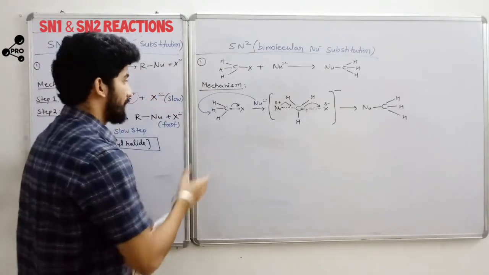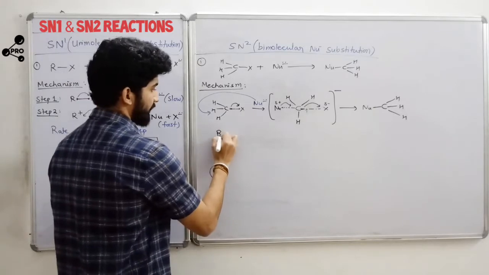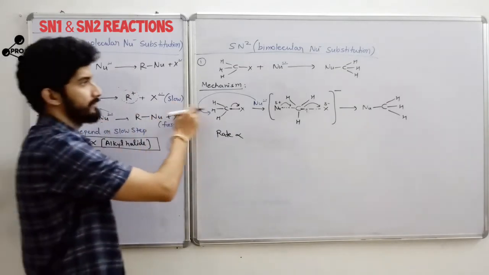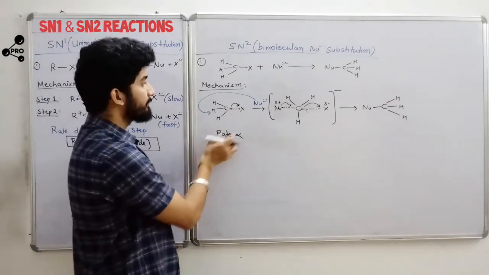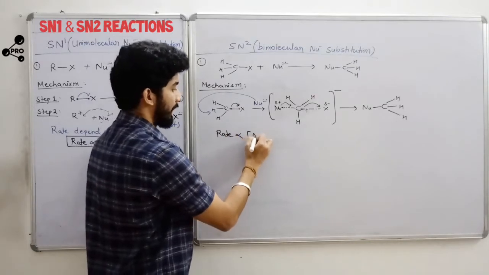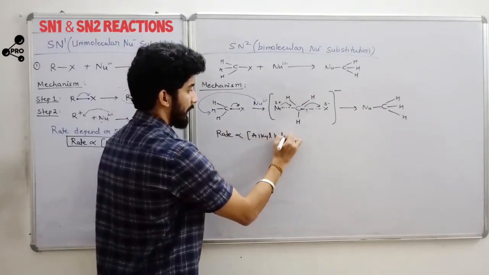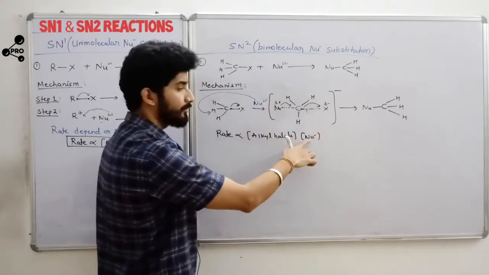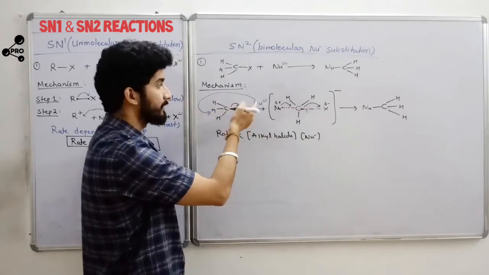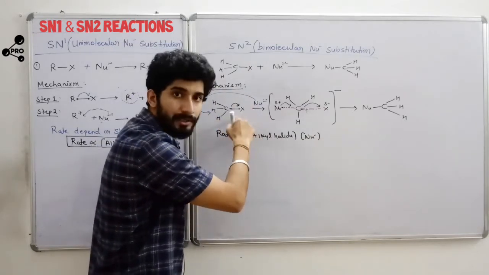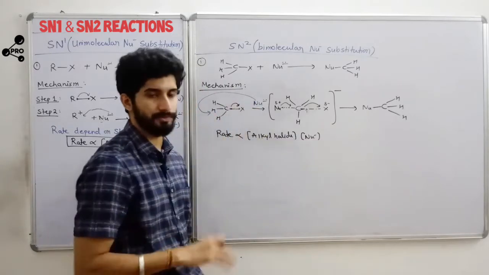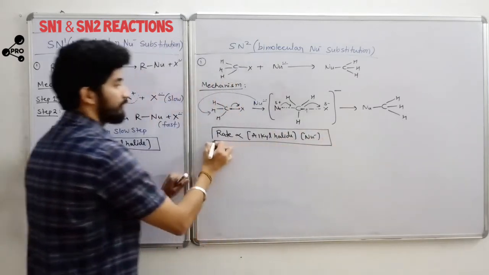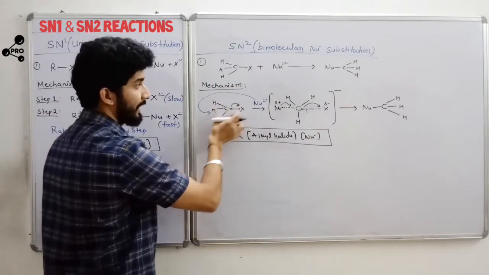While talking about the rate, in SN2 there is only one step. SN1 is a two-step reaction, but SN2 is only a single-step reaction, and the rate depends on both: on the alkyl halide as well as the nucleophile. The reaction is possible only when the nucleophile is strong. The attacking nucleophile should be stronger than the leaving nucleophile. Then only the reaction is possible. Otherwise, the reaction is not possible. So the rate depends on two molecules, the alkyl halide and the nucleophile.